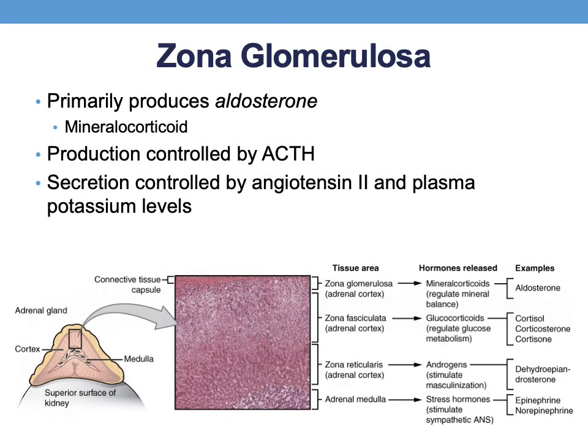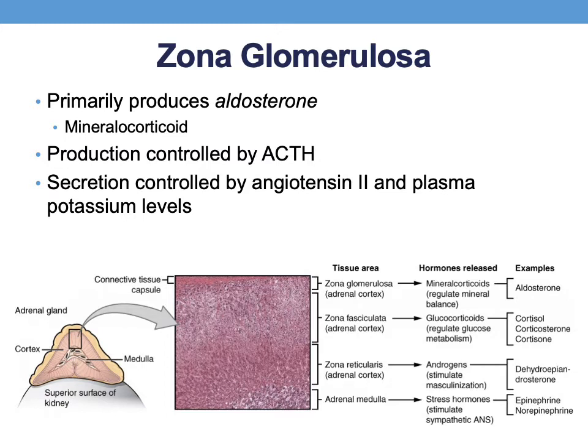The zona glomerulosa produces primarily aldosterone, which is a mineralocorticoid. If you remember, aldosterone affects the kidneys, and the kidneys have these little structures in there called glomeruli. So hopefully that will help you remember why it's called the zona glomerulosa, because it affects the kidneys.